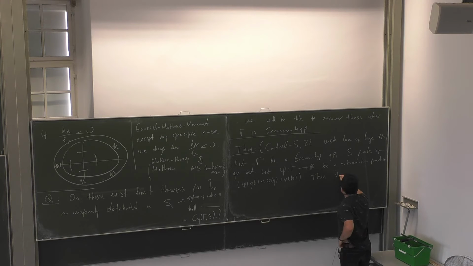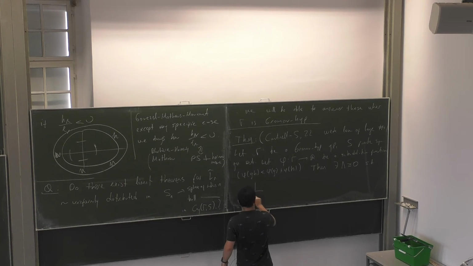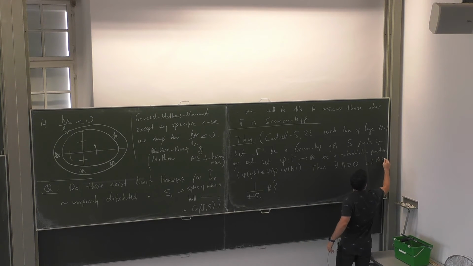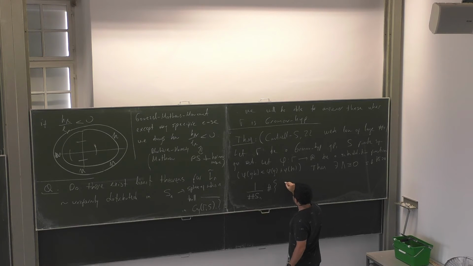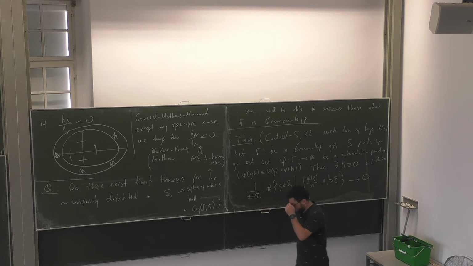Then there exists lambda, which is in fact non-negative, such that if you look at the elements of the sphere of radius n, for every epsilon, and you look at the g's inside S_n for which |phi(g)/n - lambda| is bigger than epsilon, this proportion goes to 0.